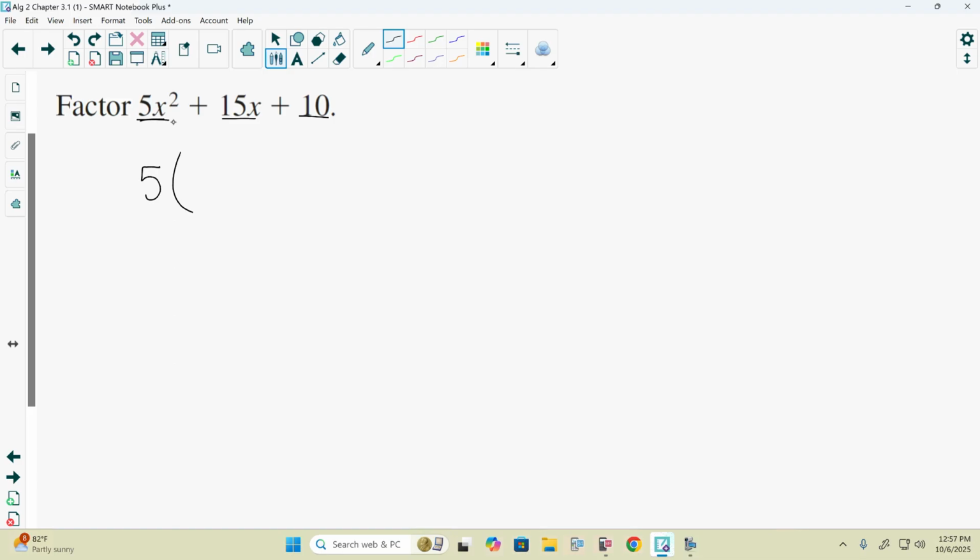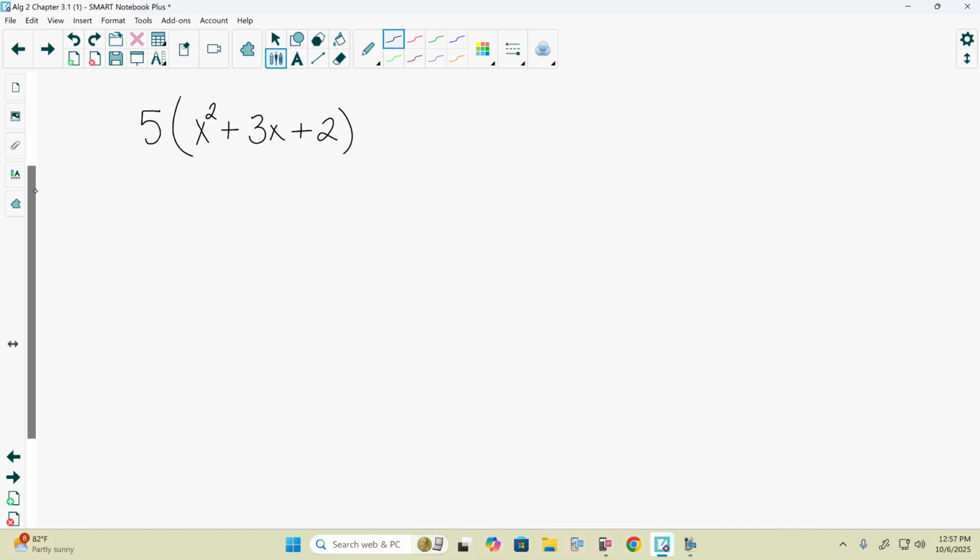Because if I divide 5 out of 5x squared, we're left with x squared. Plus, if we factor 5 out of 15x, 15 divided by 5 is 3. And we still have the x. And if we factor 5 out of 10, we're left with positive 2. So the first thing we want to do is find the greatest common factor if there is one, and factor it out. Questions on step number 1?